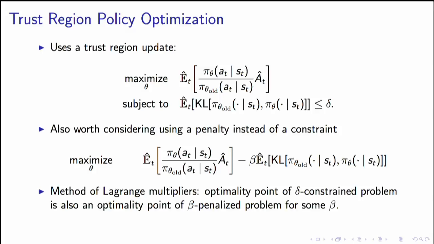So there's an equivalence between these two versions. But as I said, the big difference is that it's easier to choose the delta hyperparameter, the hard constraint. Do we ever maximize these to completion? Like we never reach the optimum point ever, right?